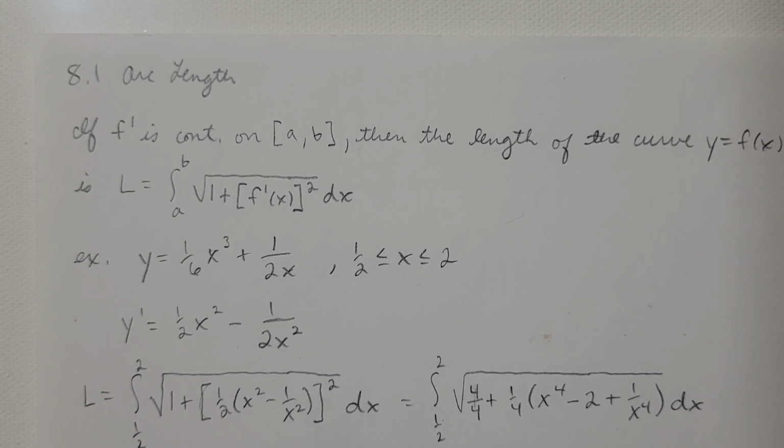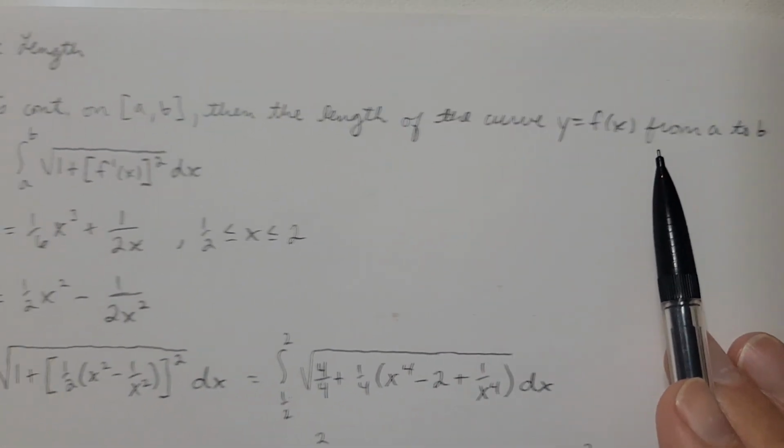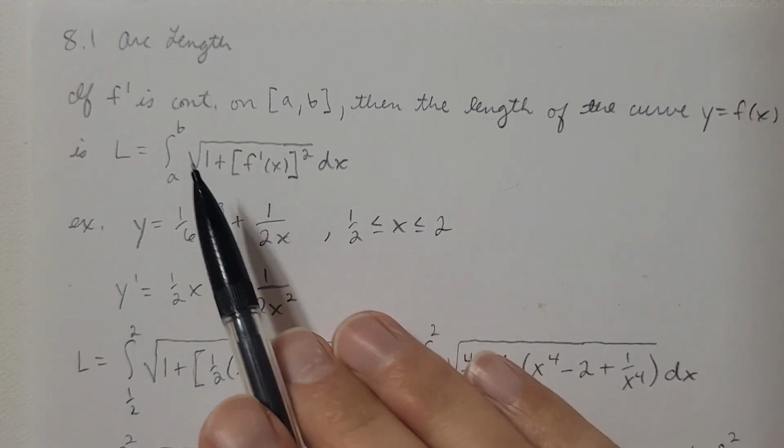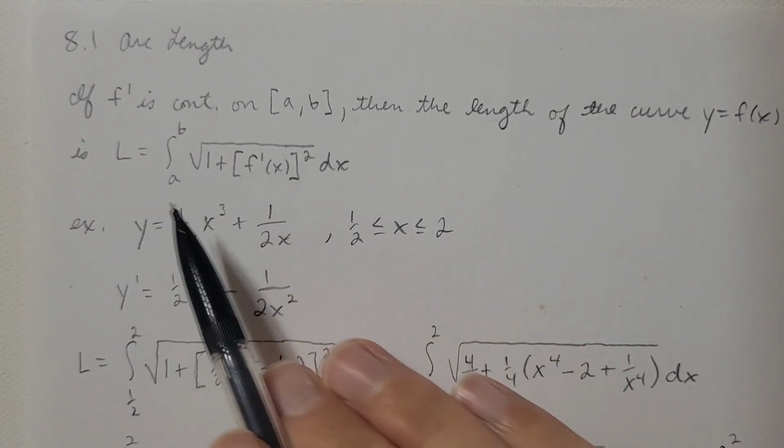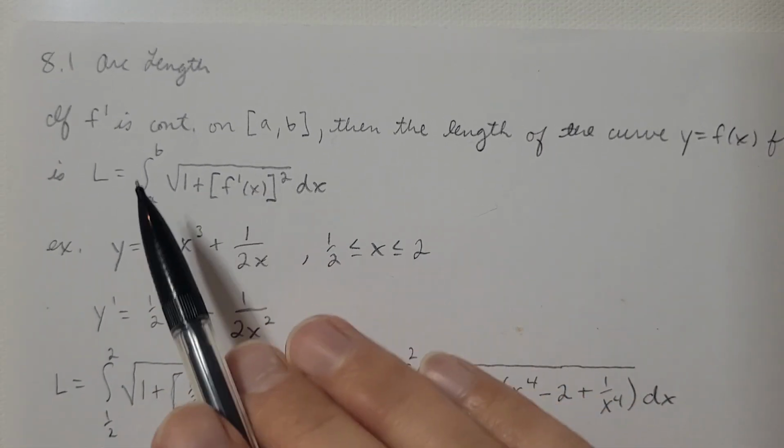So section 8.1 is arc length. It says that if f prime is continuous on the closed interval AB, then the length of the curve y equals f of x, from A to B is given by this integral here. Okay, that's the general formula that you're going to use in every single problem in 8.1.